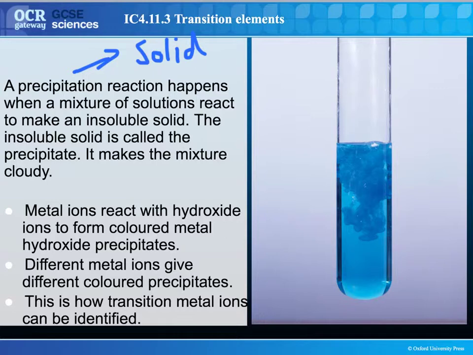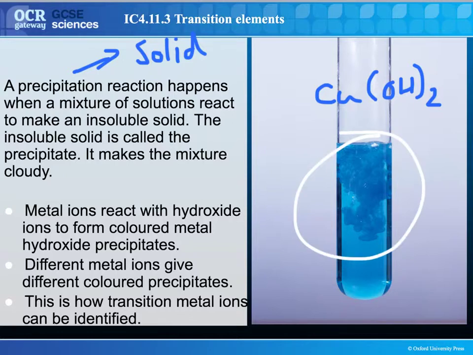When you add sodium hydroxide, because the sodium is more reactive than all the transition metals, it displaces the metal ion, and you form basically whatever metal ion you've got, that hydroxide. So here what we have is copper hydroxide, which is Cu(OH)2. That copper hydroxide has this distinctive blue colour that you see here. Different metal ions give different colour precipitates, and we can use this principle to identify what metal ions are present in different samples.